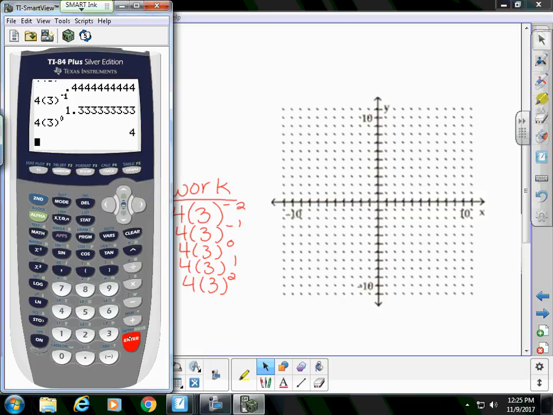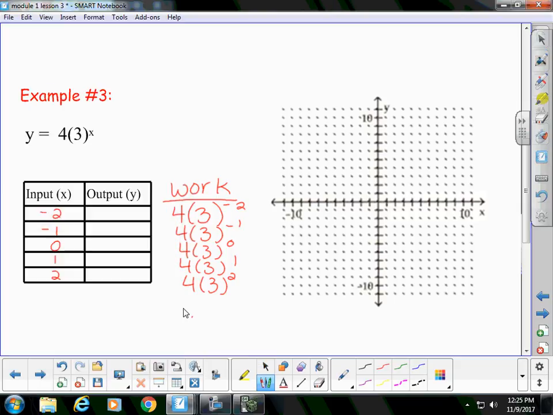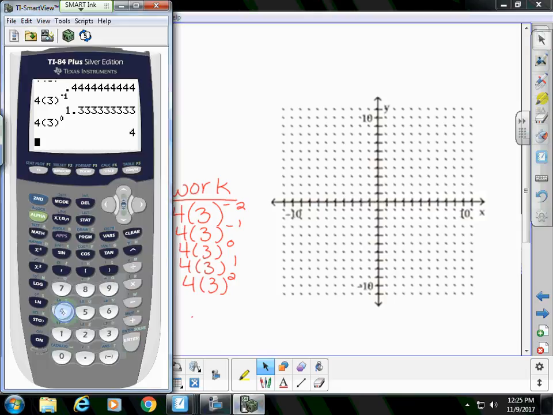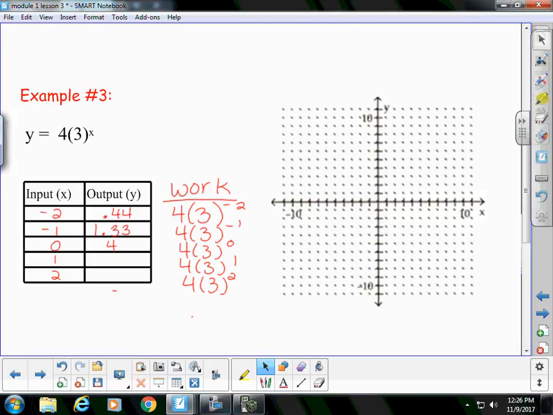So I'm going to write these first 3 answers down. So 0.44, 1.33, and then 4. So there's my first ones, and they're getting bigger each time. Okay, going back to my calculator. 4 times 3 raised to the first power. And then, so it got bigger. And 4 times 3 raised to the second power. And it got even bigger. So 12, that's my big jump. 12 and 36.